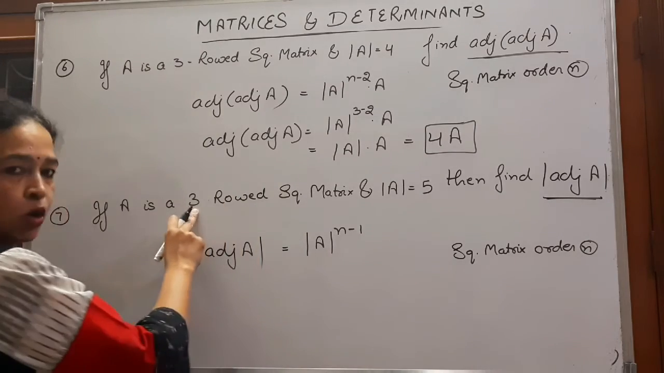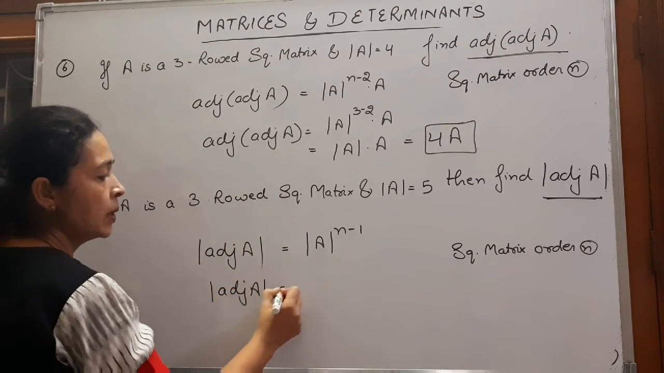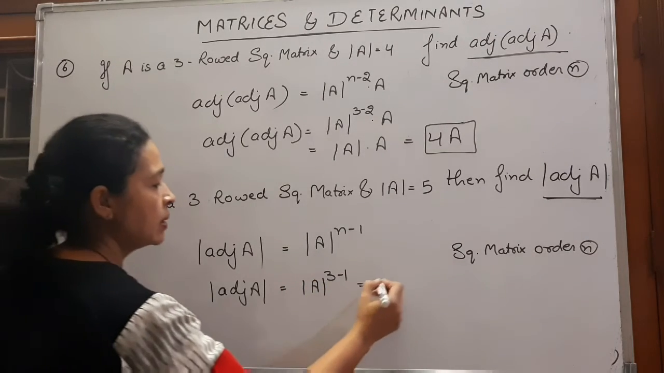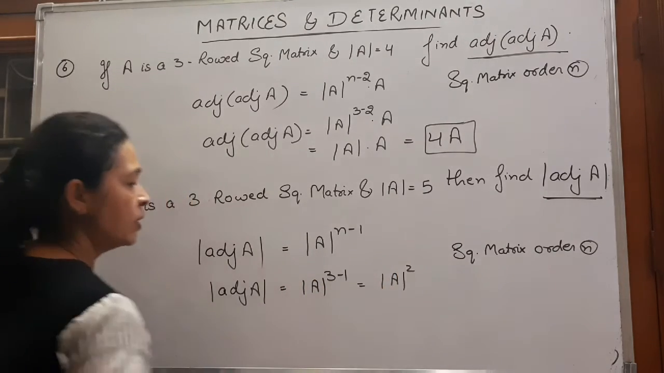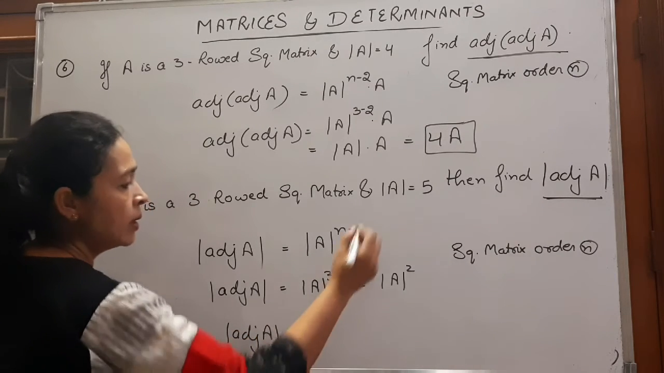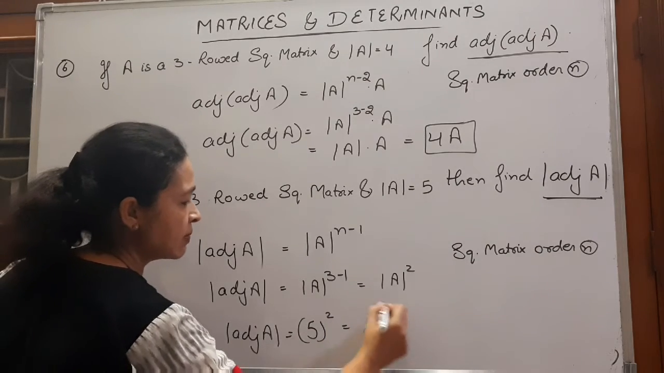In this case, order is 3 by 3. So adjoint A will be determinant of A to the power 3 minus 1. That is determinant of A to the power 2. So determinant of adjoint A will be 5 to the power 2. That is 25. This is our answer.